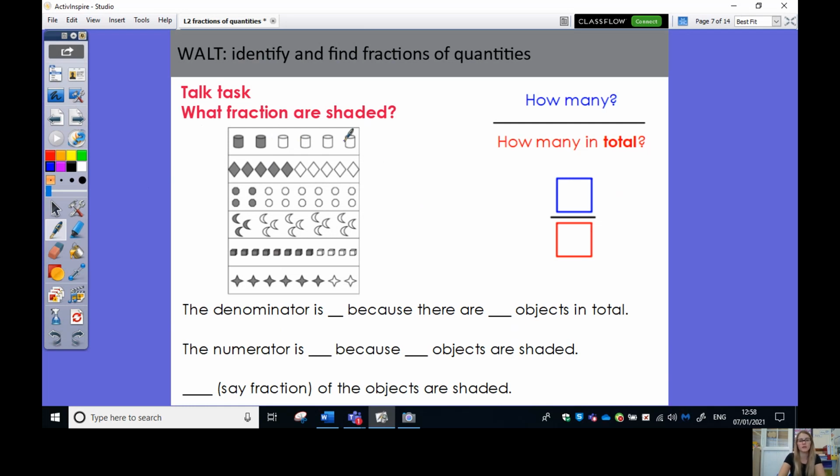So I'm going to do the first one with you. This is our talk task. Obviously, you don't necessarily have a partner at home, but you might have an adult there to help you, or you can say it out loud to yourself. We're going to practice saying what fraction is shaded.